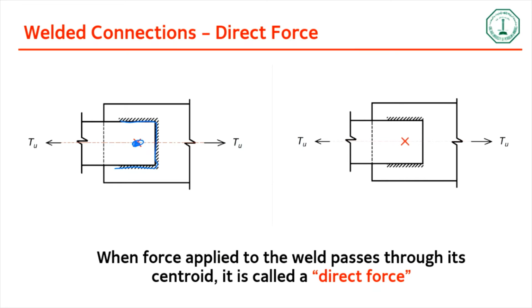Even in this case, the difference between these two diagrams is that there is no weld on this side. We can design it that way also. If you don't want to apply weld here, you can simply use welding on just the opposite sides over here. You can do that. Now, we are clear about this. When the force applied to the weld passes through its centroid, it's called a direct force.